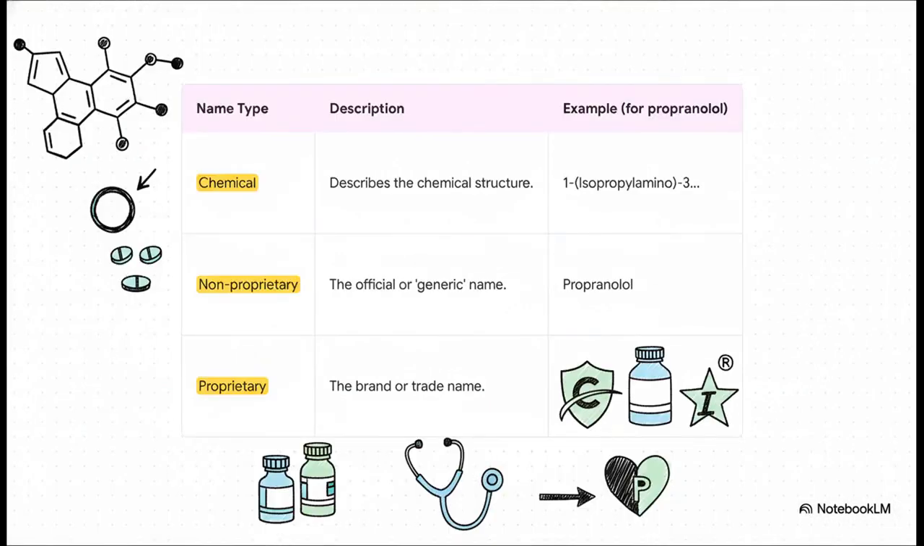Let's take propranolol. First, you have the chemical name. Look at that thing. It's a tongue twister. It describes the actual chemical structure, and it's for chemists, not for us. We can safely ignore it. Then, at the bottom, you have the proprietary or brand name. This is the catchy name the company gives it, like Ciplar or Indril. But the most important name for you as a future doctor is the one in the middle, the non-proprietary or generic name, propranolol. This is the official name, the same all over the world. This is the name you must always know.